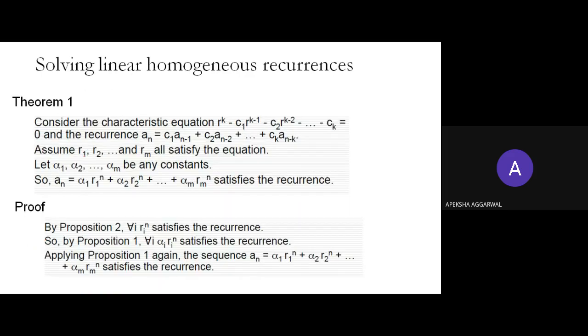Now assume that these all satisfy the equation, and let alpha 1, alpha 2, up to alpha m be any constants. It says that alpha r to the power n, and so on, where r are solutions for the recurrence. If you multiply a solution of the recurrence by some constant and raise it to the power of n, for example 2 to the power n, and then multiply it with some constant, maybe 5 into 2 to the power n plus something into 2 to the power n, if you keep on doing this, that also satisfies the recurrence.